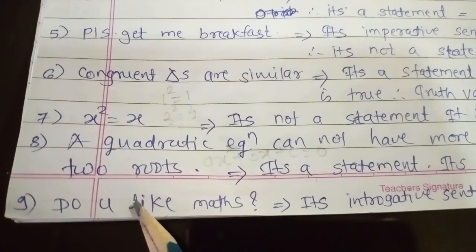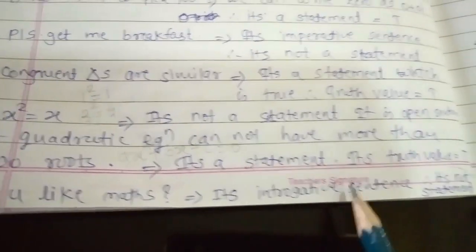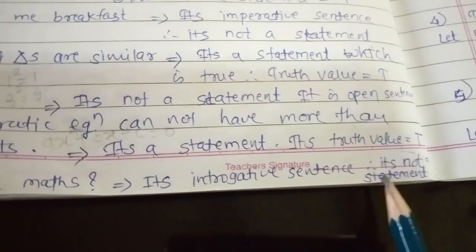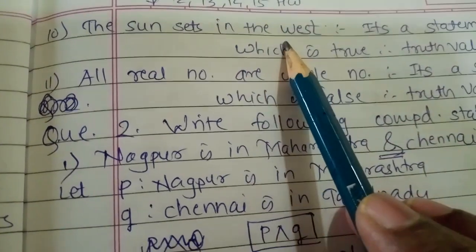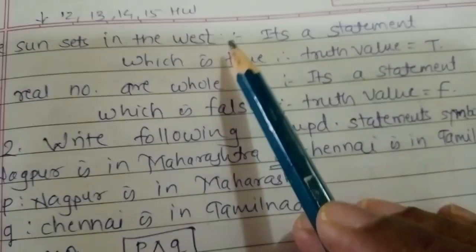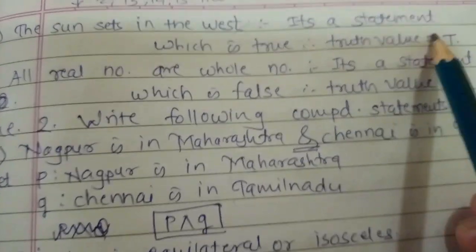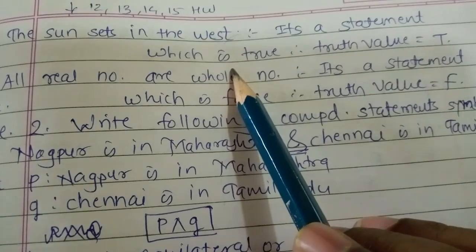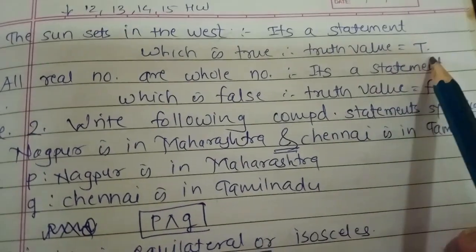Next, the 9th example, do you like maths? Again it is an interrogative sentence, so it's not a statement. Next, example number 10, the sun sets in the west. It is a statement. Since it is true, we write that it is true, and so the truth value is T.